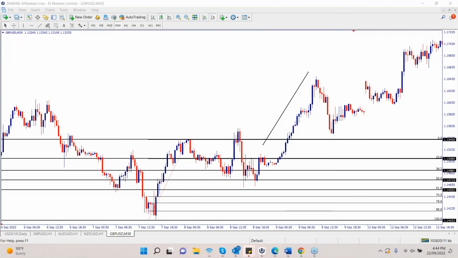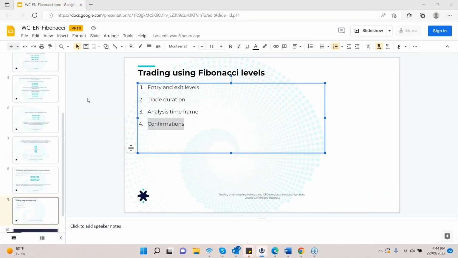We have covered the entry and exit levels and trade duration. Look, trade duration all depends, as we have already discussed, on the time frame. If you are trading on a smaller time frame, you are definitely going to enter the market according to your time frame. So your trades will be smaller if you are going for M30 or M15. It all depends on your time frames, right?